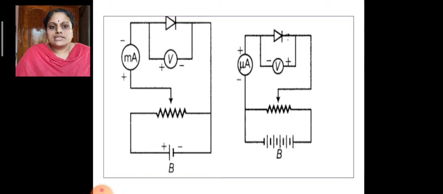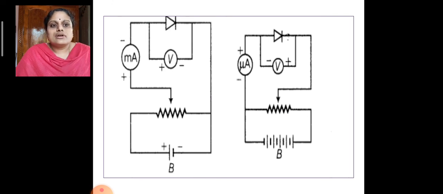The positive terminal of the diode is connected to the positive terminal of the battery, and the N region of the diode is connected to the negative terminal of the battery. To measure the voltage and current, a voltmeter is connected parallel to the diode and a milliammeter is connected in series with it. To vary the currents and voltages, it is connected to the ends of a rheostat.